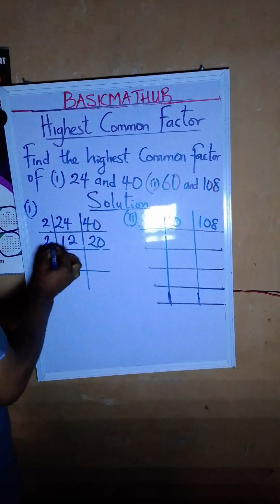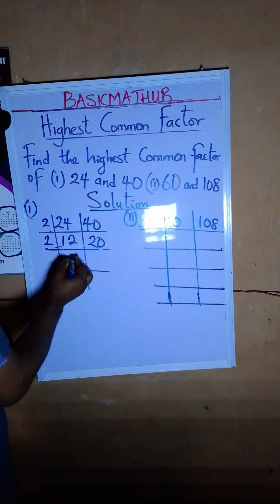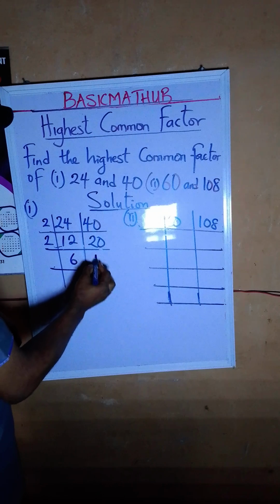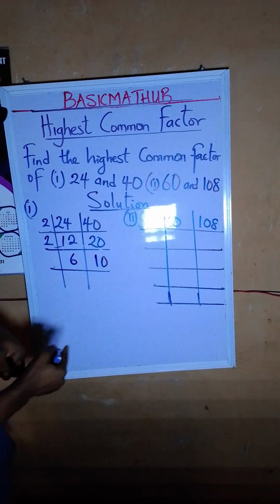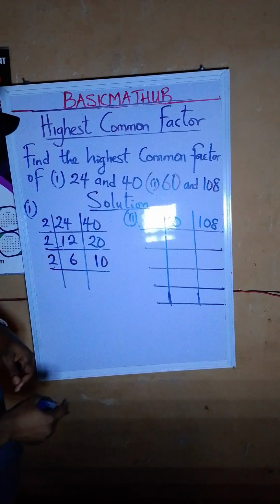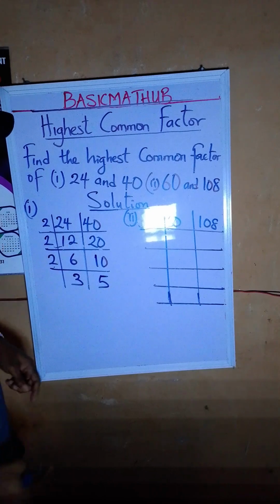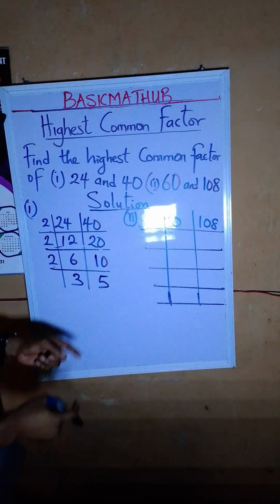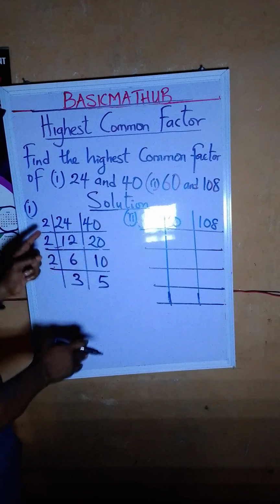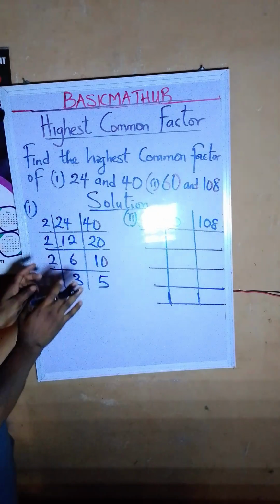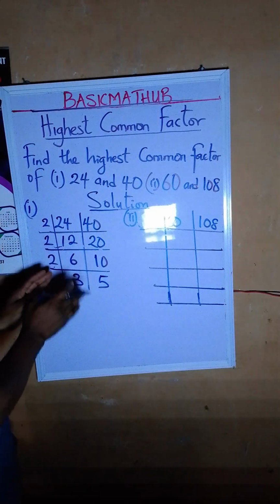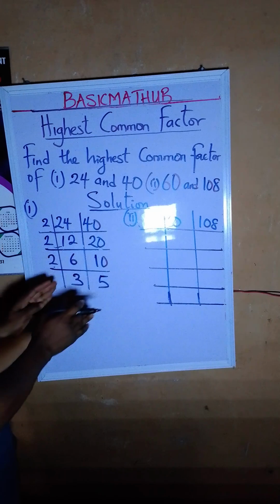So we have 2 again. So 2 in 12, that's 6, and 2 in 20, that's 10. 2 will still do again. So 2 in 6, that's 3, and 2 in 10, that's 5. If you look at these last two numbers, there is no factor that is common to both 3 and 5. So whenever you get to numbers whose factors are not common, you stop.